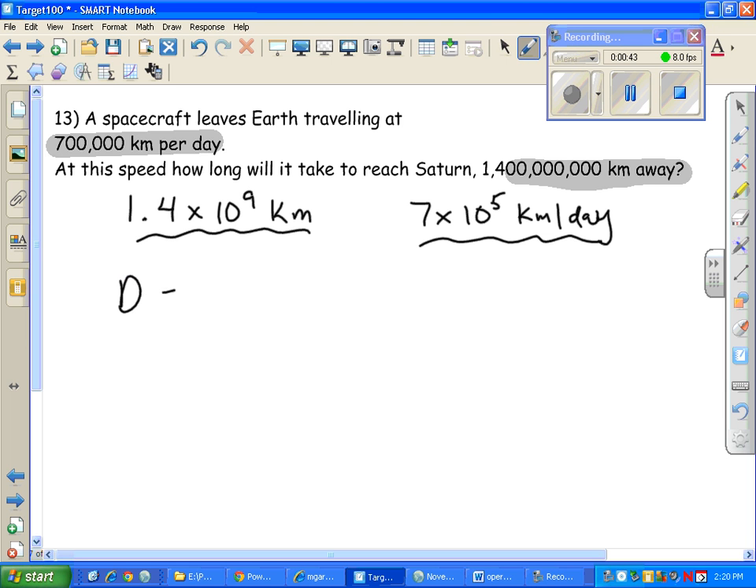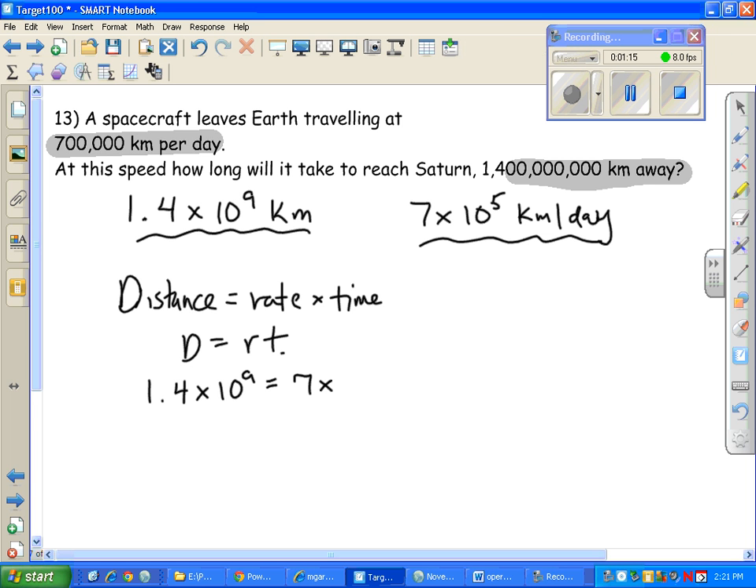Now this problem is actually an application of a distance, rate, and time problem, where you may have seen this formula before, where distance is equal to the rate something is traveling times the amount of time that it travels. Commonly referred to as d equals rt, distance equals rate times time. Well, if we replace those quantities, the distance from Earth to Saturn is 1.4 times 10 to the 9th, and the speed, 7 times 10 to the 5th, and the unknown here is t, time.